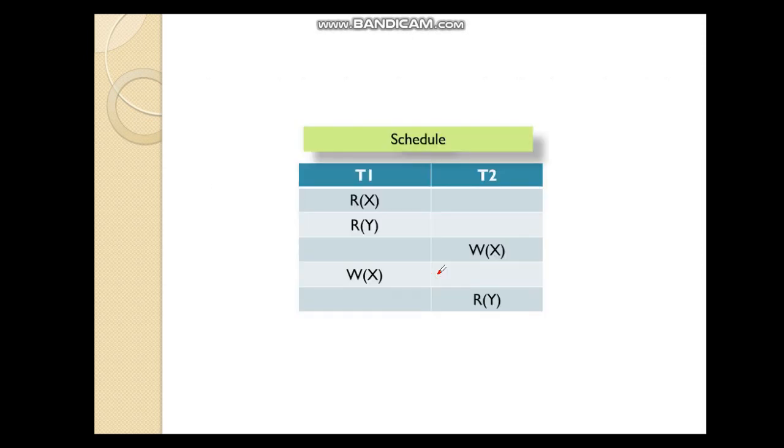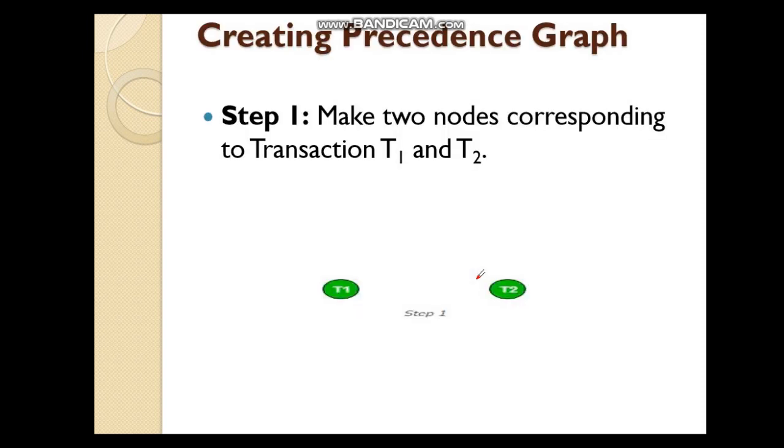Let's see this with an example over here. So here you can see this is the schedule with the transactions T1 and T2, and these are nothing but the number of instructions present in the schedule. R is nothing but read and W is nothing but write. And these are the instructions performed in an interleaved manner. That's why this is said to be a non-serial schedule.